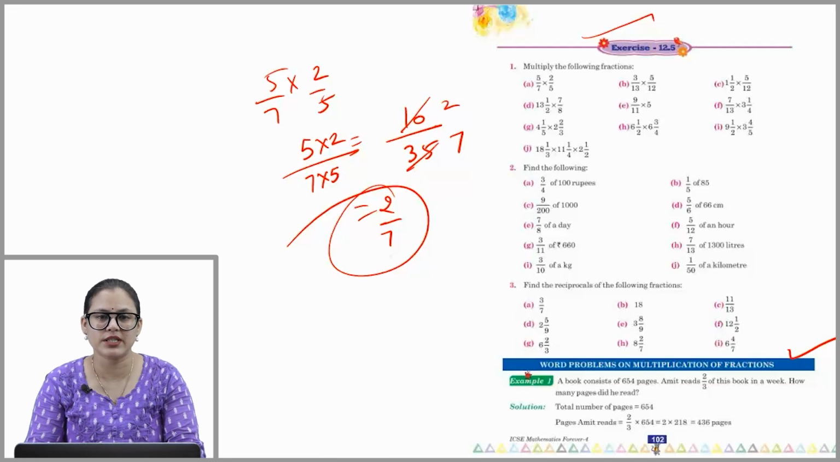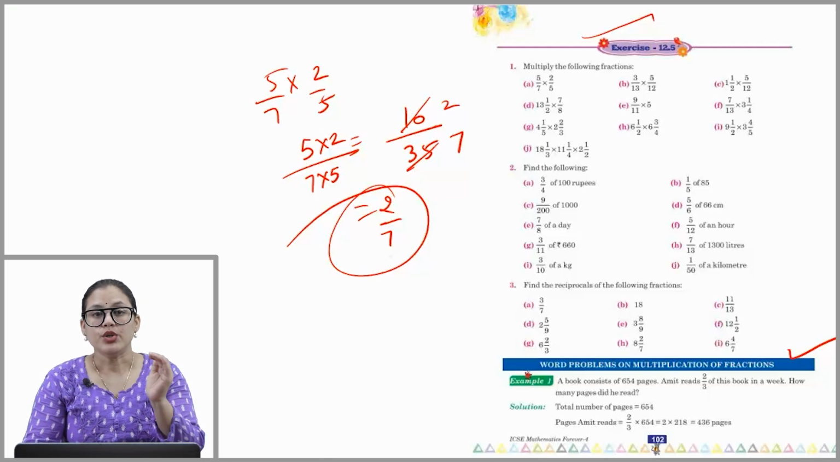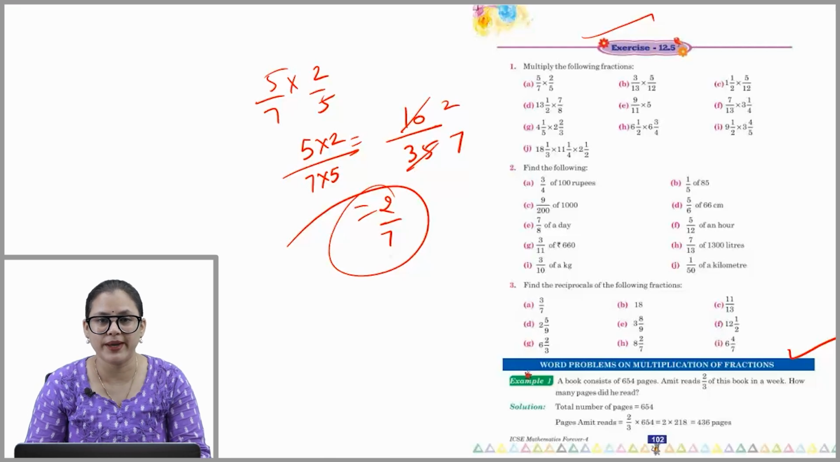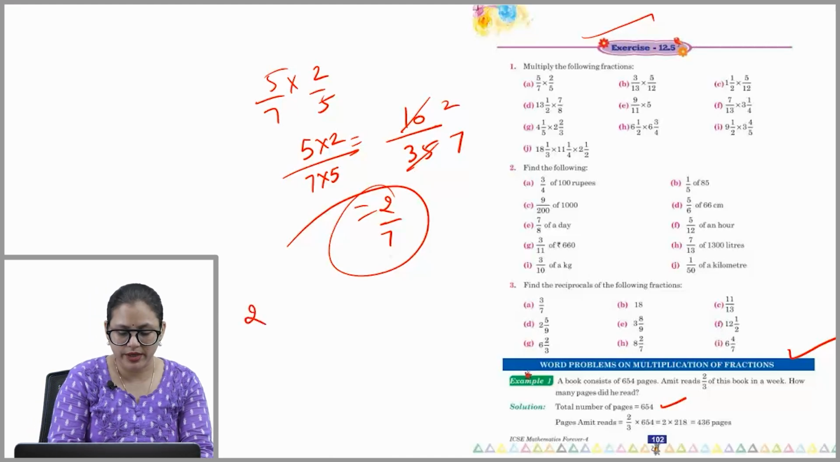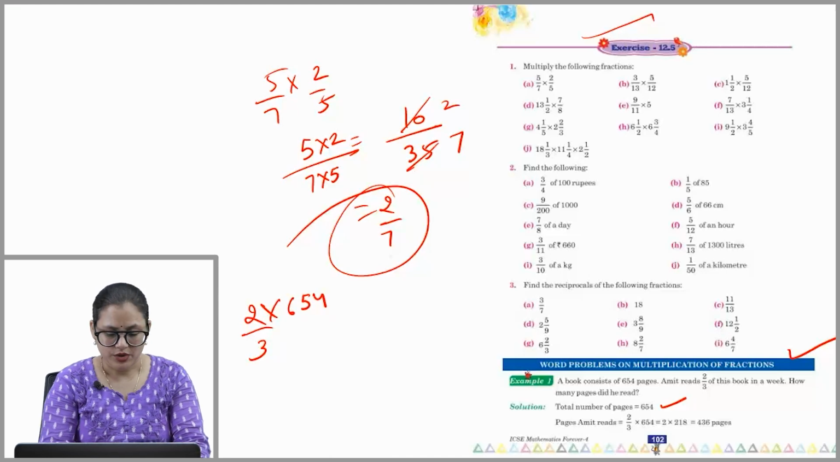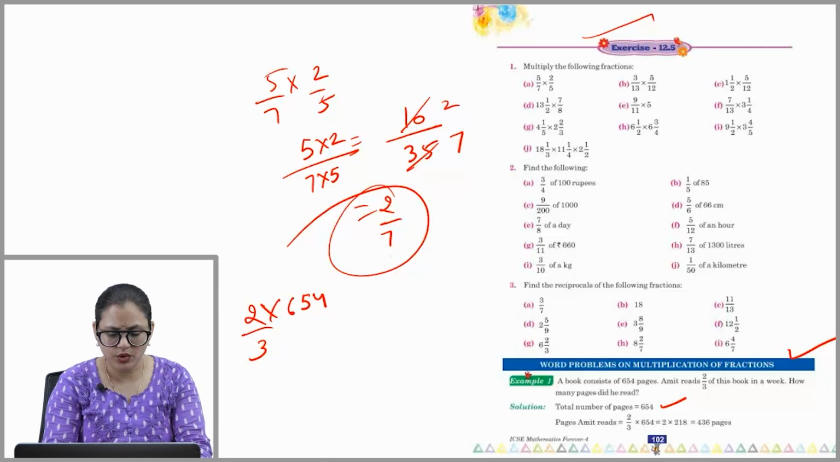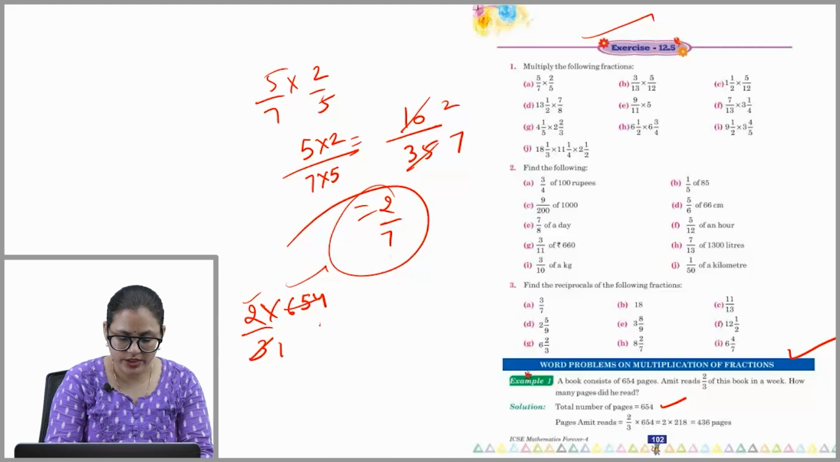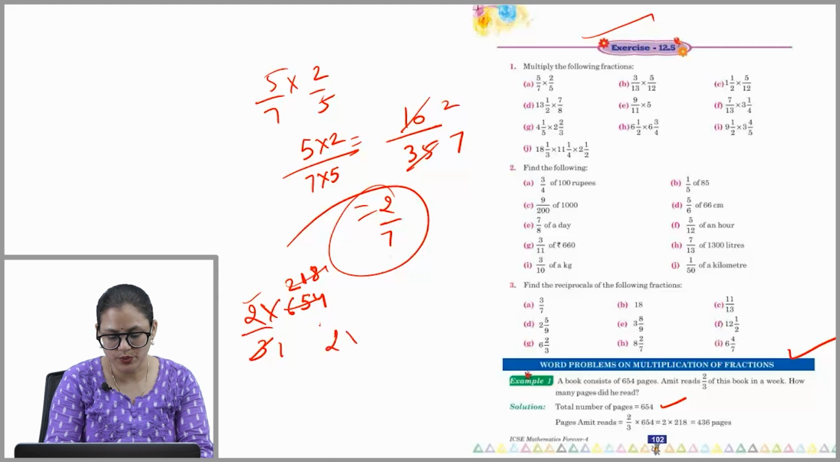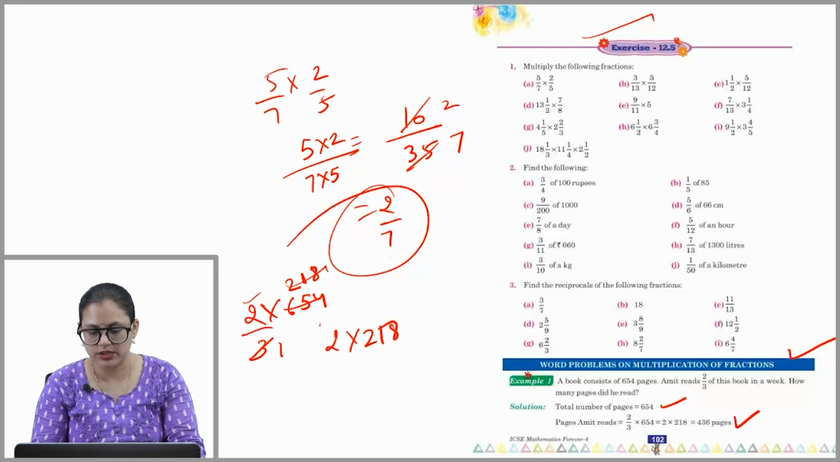Next, word problems on multiplication of fractions. A book consists of 54 pages. Amit reads 2 by 3 of this book in a week. How many pages did he read? So the total number of pages is 54, and Amit reads 2 by 3 into 54. What will you do? You will multiply these two numbers and then divide by 3, or you can also reduce to the lowest terms. See, 3 1s are 3, 3 2s are 6, 3 1s are 3, and 3 18s are 54. So you will multiply 2 into 18, you will get 36 pages.